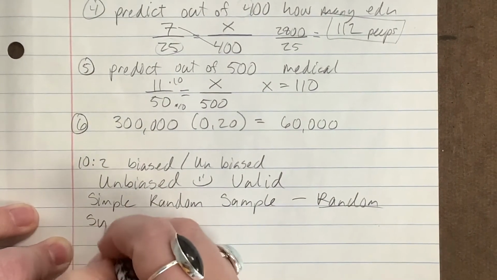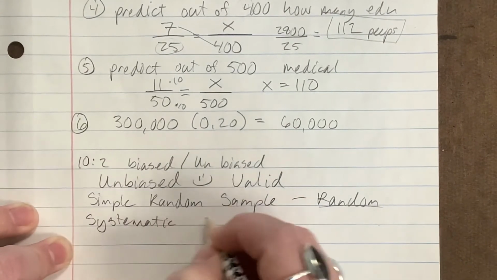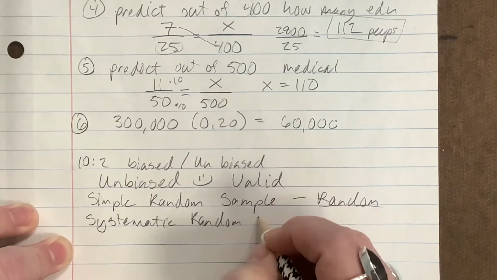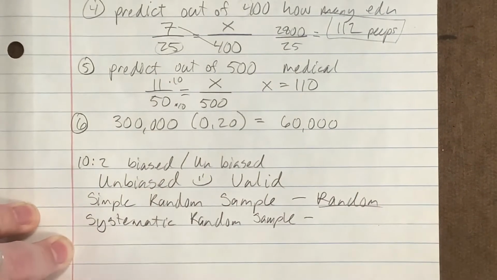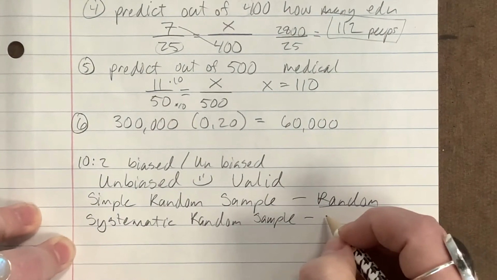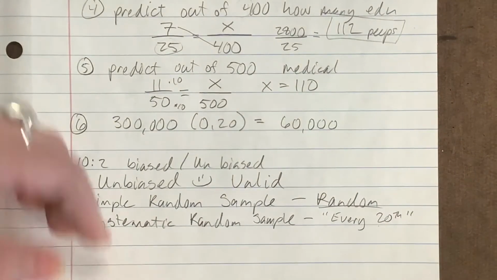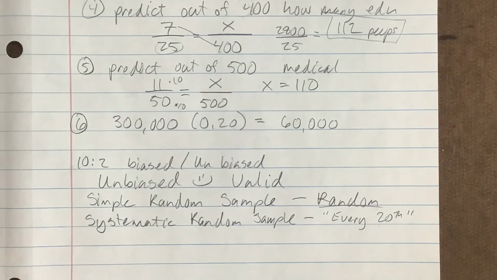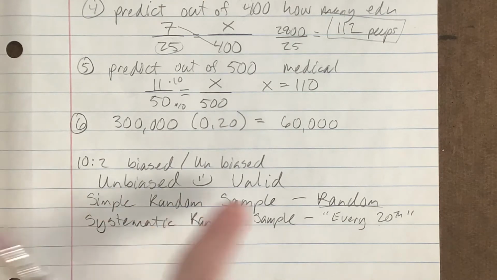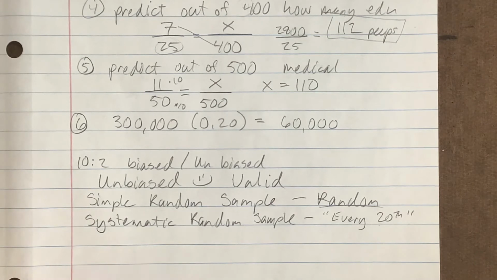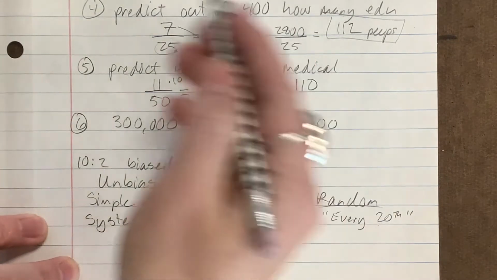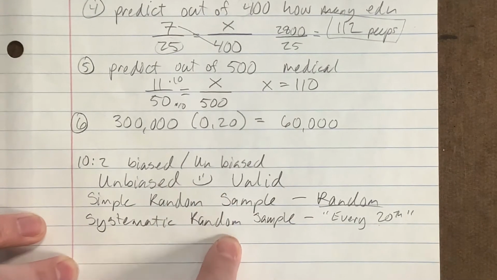Okay, systematic random sample. There's a pattern or system for choosing. So you're looking for like every 20th thing. Okay, so simple random sample, usually you'll just say random somewhere in the description. If it says every 20th person, every 100th cell phone, any of those things, that means it's a systematic random sample. And those are both unbiased, valid. These are the good ones. Yes, we can predict. So we can do all the stuff we did in section 1 if this is the type of samples we have.